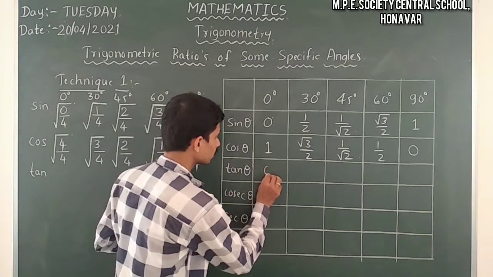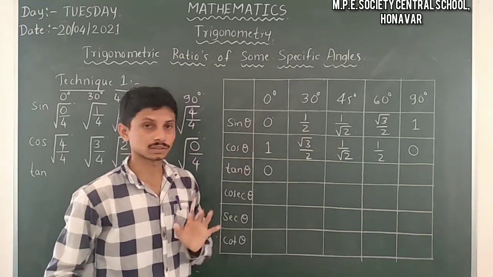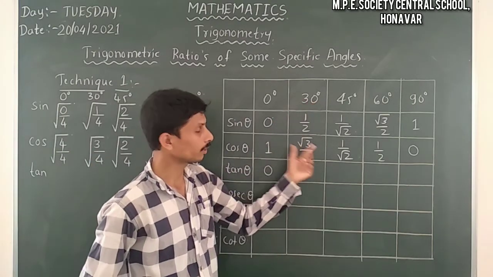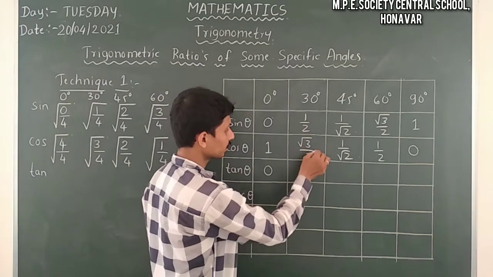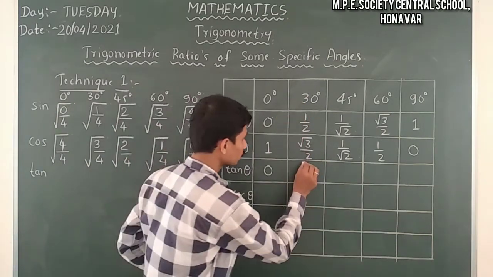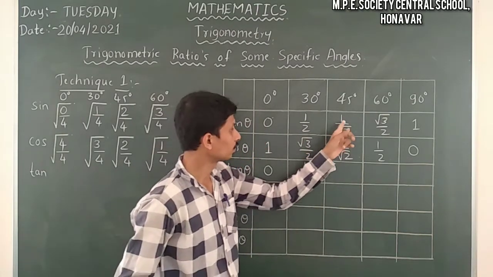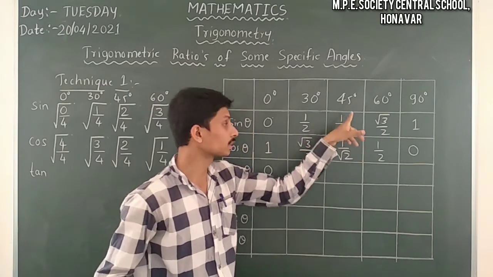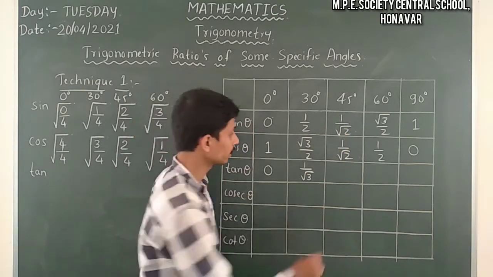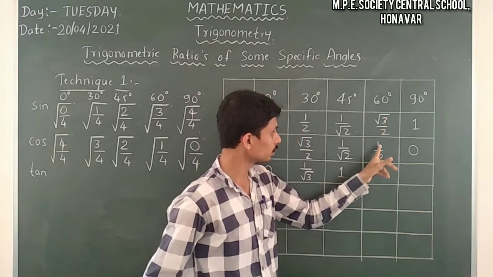So that's why we have to divide. 0 by 1 is 0. We divide sin 0 by cos 0 and we get tan 0. And then sin 30 degree divided by cos 30 degree. When we divide it, the 2 cancels and the remaining is 1 by root 3. You can solve it in your rough work. And then 1 by root 2 over 1 by root 2: the numerator is 1 by root 2 and the denominator is also 1 by root 2, so the value is 1.